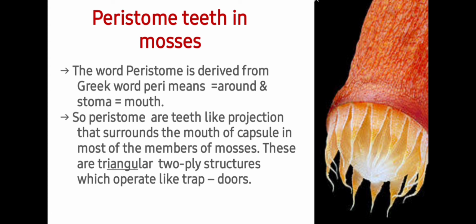The word peristome is derived from the Greek words peri, meaning around, and stoma, meaning mouth. So peristome are teeth-like projections that surround the mouth of the capsule in most members of mosses. These are triangular, two-ply structures which operate like a trap door for the dispersal of spores, as you can see in this image.